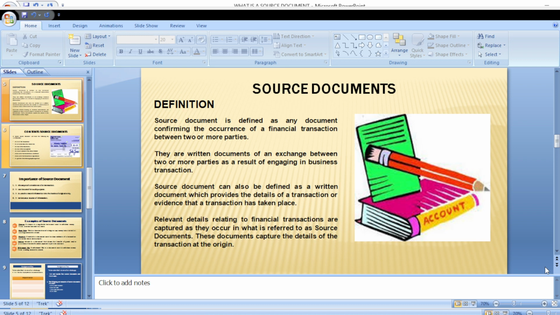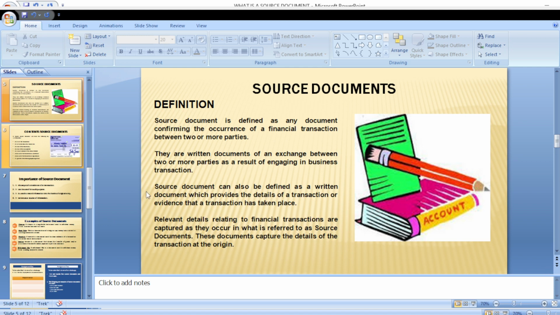Source documents. So for example, you go to a store to purchase provisions or groceries. At the end of your purchase, you'll be given a receipt. That receipt shows evidence that a transaction has occurred between you and the store. So a source document is a written document that provides evidence that a financial transaction has taken place between two or more parties. So I want to believe that we understand what a source document is.